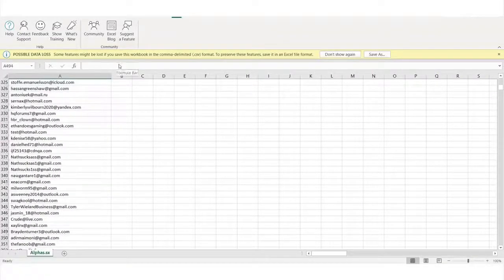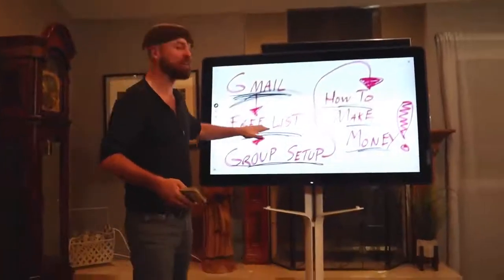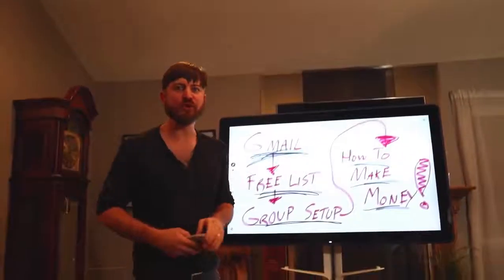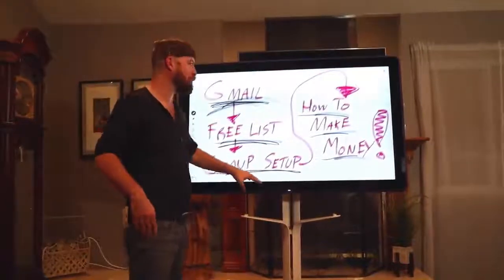And I'm just going to click save. How you like that? How you like that now? You wanted some emails. You wanted a free list. Well, we're gonna set it up. You got your list, right? You got your email list for free. Now you just wanna get it into Gmail. So I'm gonna show you how to set up your group in Gmail right now.